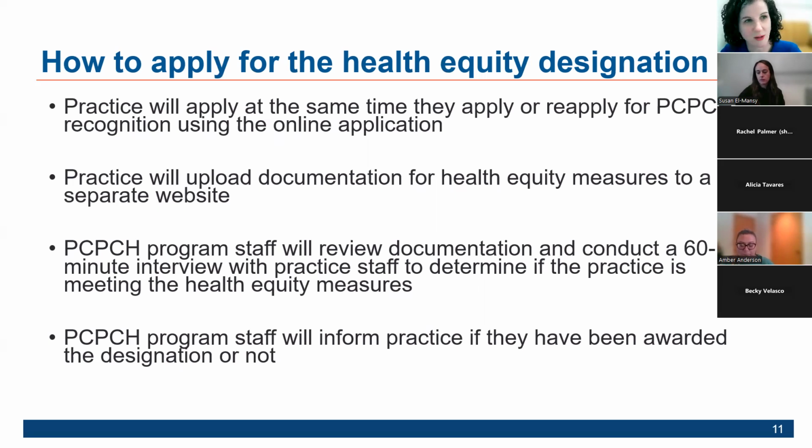So again, just reviewing the documentation for the 15 measures, plus potentially a 60-minute interview, depending on how good your documentation is. The better your documentation, the less likely you'll have to have an interview. But if there are things that we can't determine by documentation alone, then we would do a 60-minute interview with your staff. After that is complete, we would let you know if you got the designation or not. There'll be a new health equity designation logo and a certificate that we would send out, all the things that you've come to expect with the 5-star. We would be doing the same thing for the health equity designation. So that is the process.